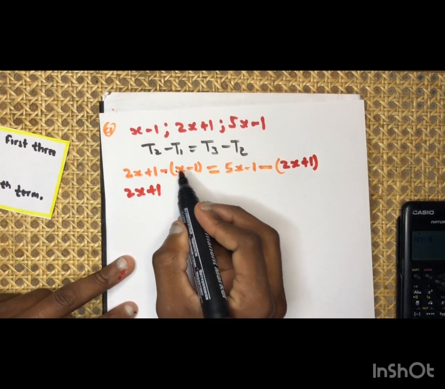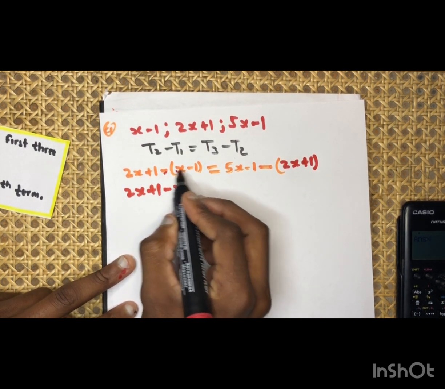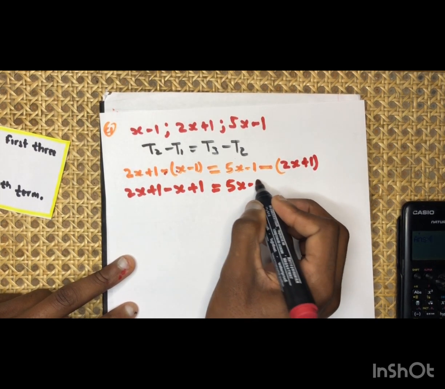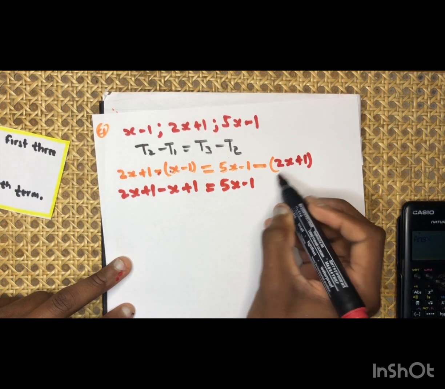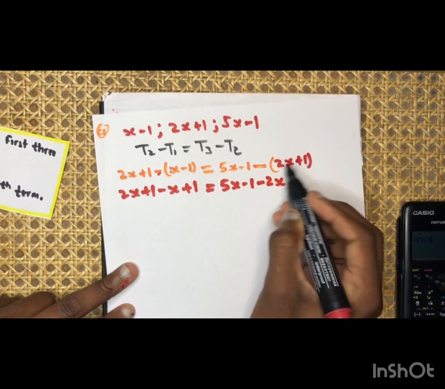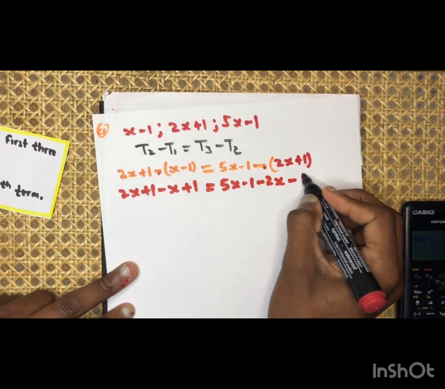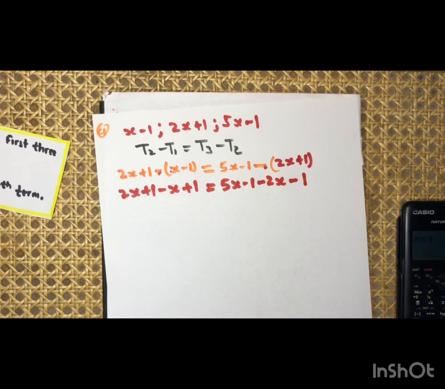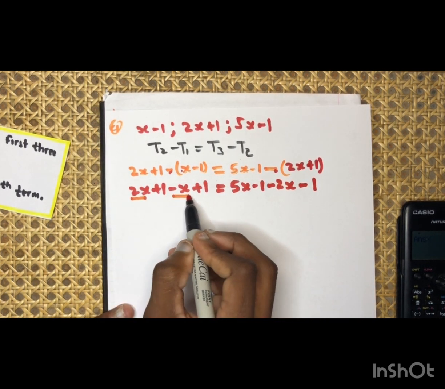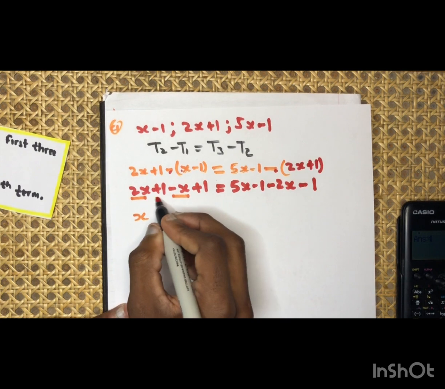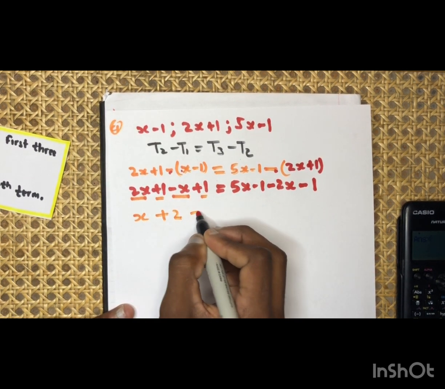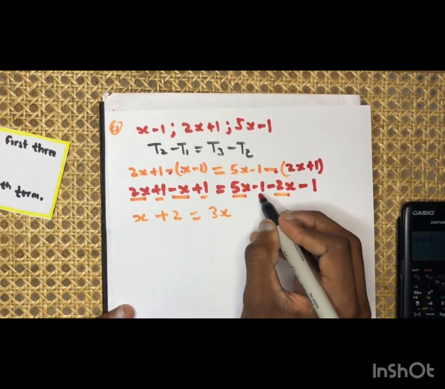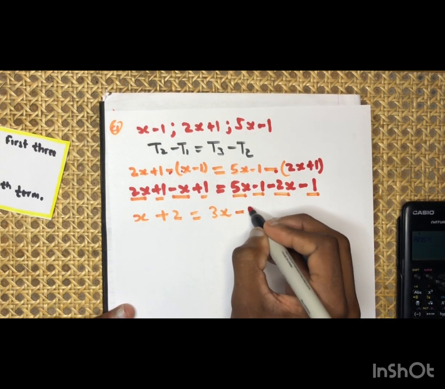So we drop 2x down plus 1. Negative times the positive x, we get negative x. Negative times the negative 1, we get positive 1. Then we have 5x minus 1. Negative times positive 2x, we get negative 2x. Then negative times positive 1, we get negative 1. Then we are close to the final answer. Now, we collect the like terms. 2x minus x, we get x. 1 plus 1, we get plus 2. Then 5x minus 2x, we get 3x. Minus 1, we get minus 2.